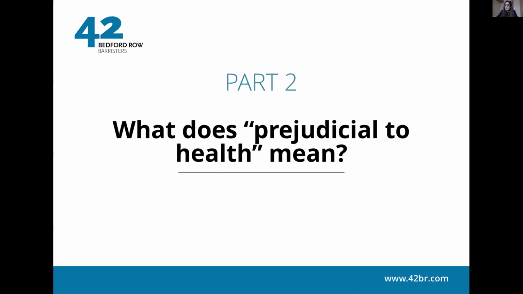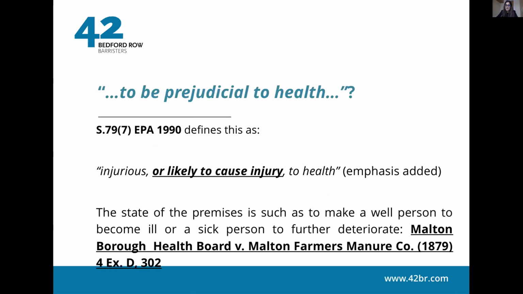Moving on now to what does prejudicial to health mean? This comprises part 2 of this talk. The definition of prejudicial to health is set out in section 79(7), which also sets out a number of other definitions relating to terms used within this section of the Act. Section 79(7) defines prejudicial to health as injurious or likely to cause injury to health.